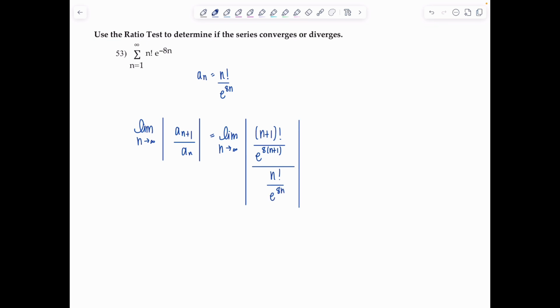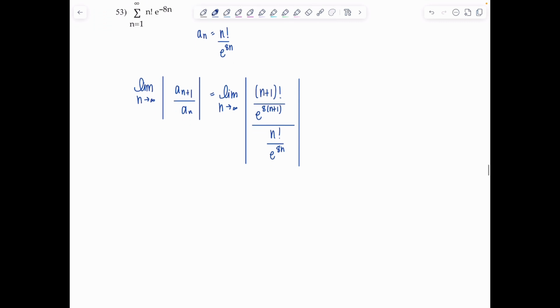Good? Now notice here, nothing's going to be negative, so I don't need to keep the absolute value bars. I can just dump them and start simplifying. When I do the ratio test, I don't really write out a sub n in the denominator. I already start multiplying by its reciprocal just to save some steps and time. So we have n plus 1 factorial over, and let me distribute out that 8, e to the 8n plus 8, times e to the 8n over n factorial.